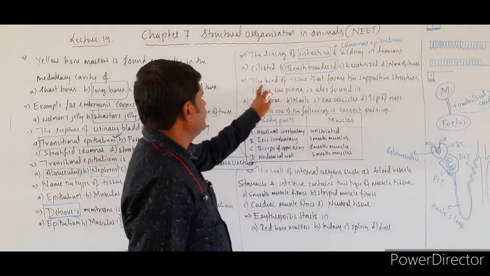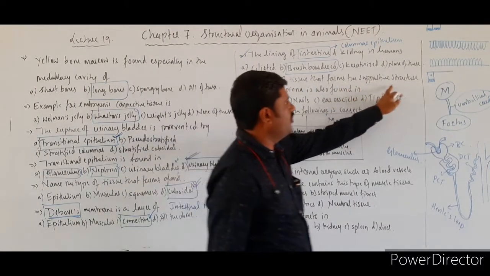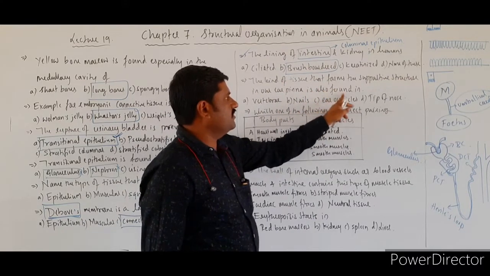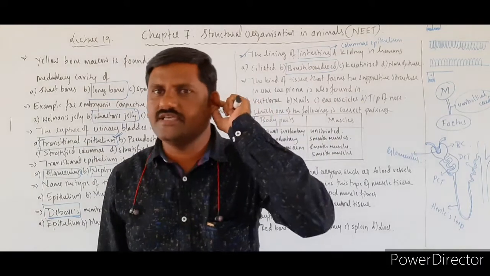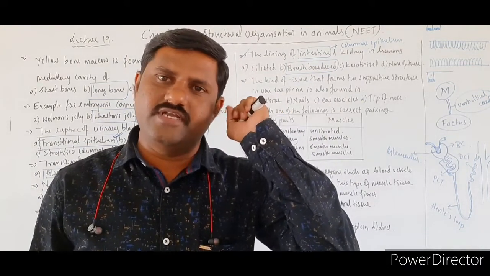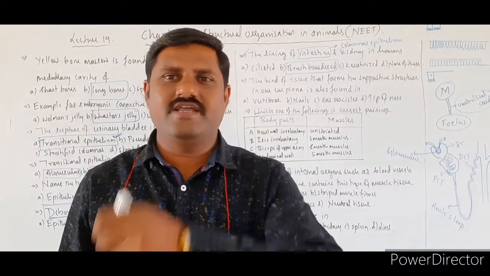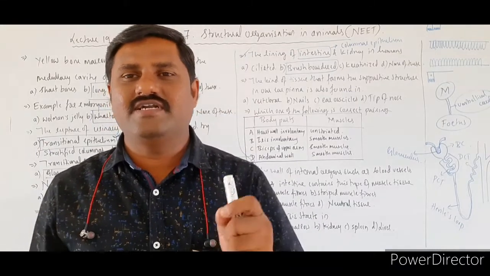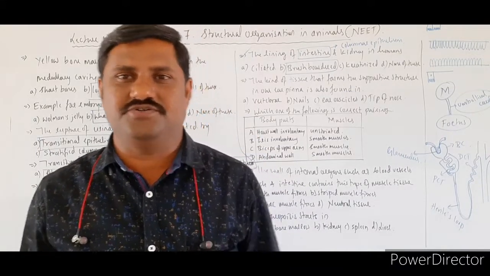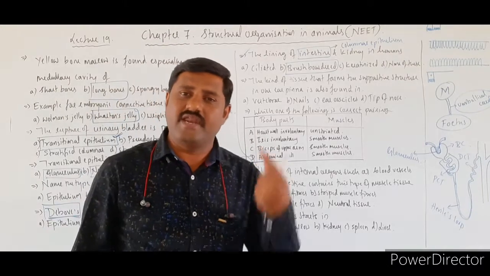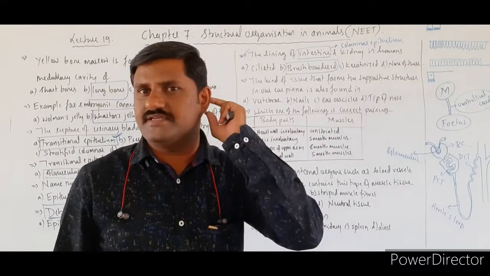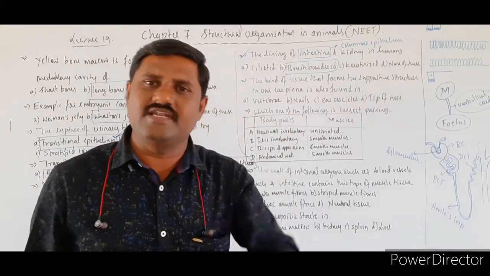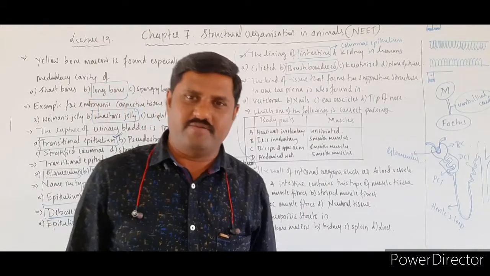Next question. The kind of tissue that forms the supportive structure in our ear pinna is also found in. See here, the ear pinna. What is this ear pinna made up of? Already I have told you, the ear pinna is made up of one type of tissue, that is cartilaginous tissue. Yellow fibers are many in this ear pinna, hence it is so flexible. Elastin is the type of protein present in elastic fibers or yellow fibers.